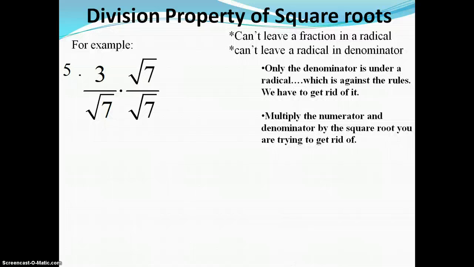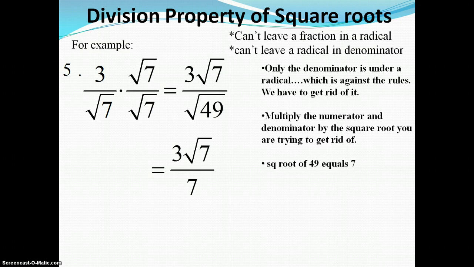So when I multiply by that, I'm not really changing what it's worth, but I am going to change what it looks like. If you go across the top, 3 times the square root of 7 is going to be 3 times the square root of 7. But the square root of 7 times the square root of 7 is going to be the square root of 49. What's nice about that is that I know what the square root of 49 is. It's going to be 7. And so now I've gotten that radical out of the bottom, and this is simplified.